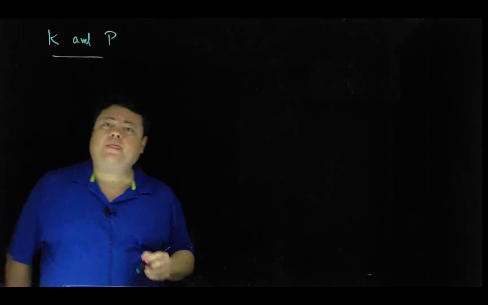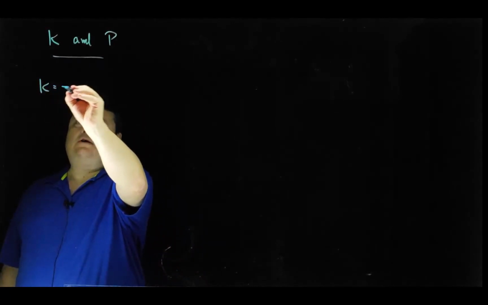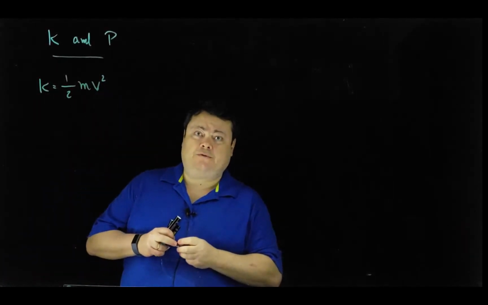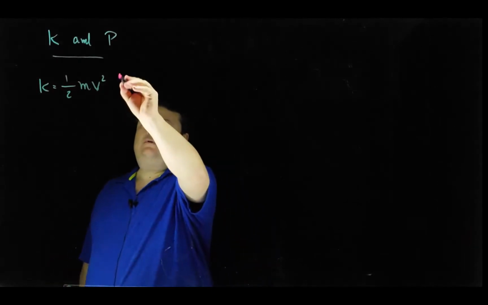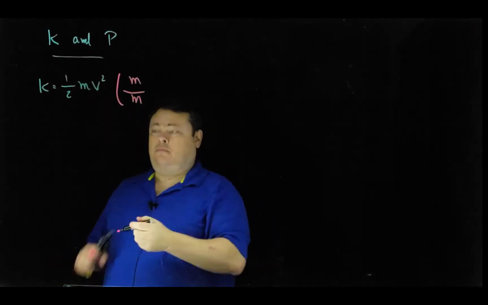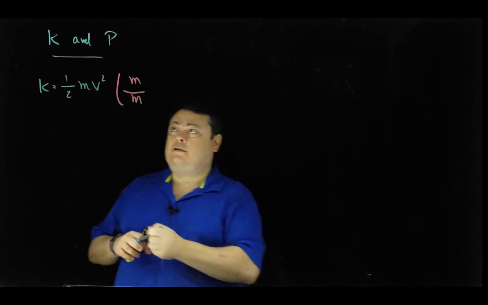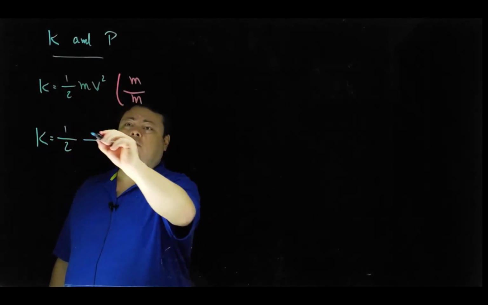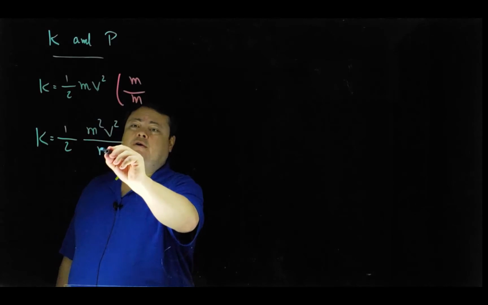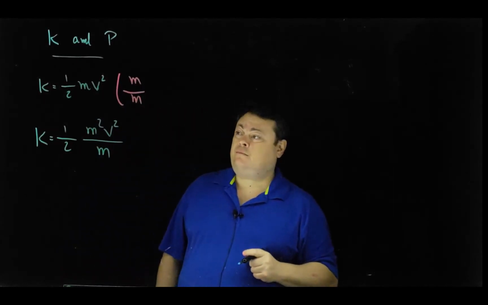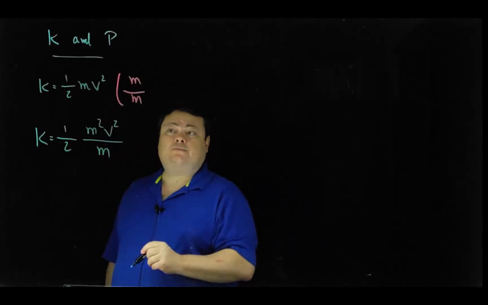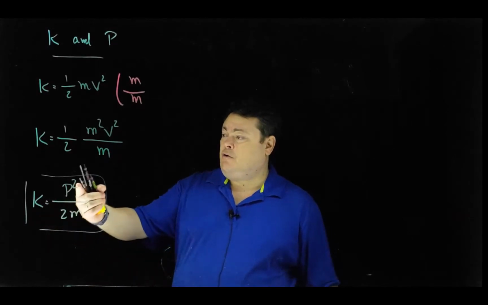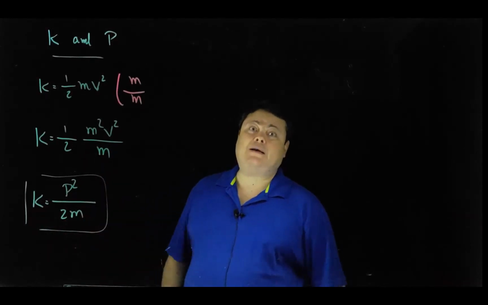A very useful relationship between kinetic energy and momentum. Okay? Let's remember that kinetic energy is 1/2 of mass times speed squared. Now, if I multiply top and bottom by m, what I get is this here. Kinetic energy equals 1/2 of m squared v squared divided by m. But mv is momentum, and so this equation can be written as kinetic energy equals momentum squared divided by 2 times the mass.